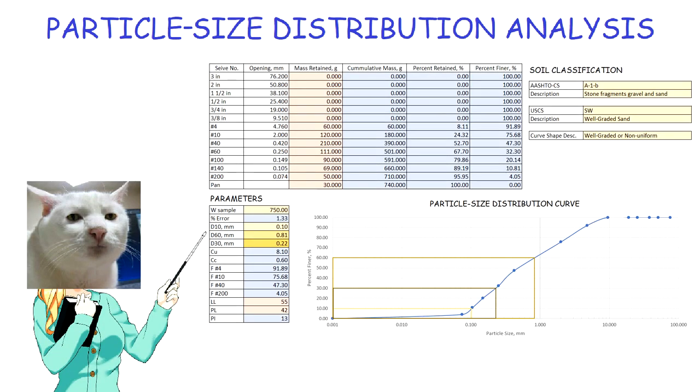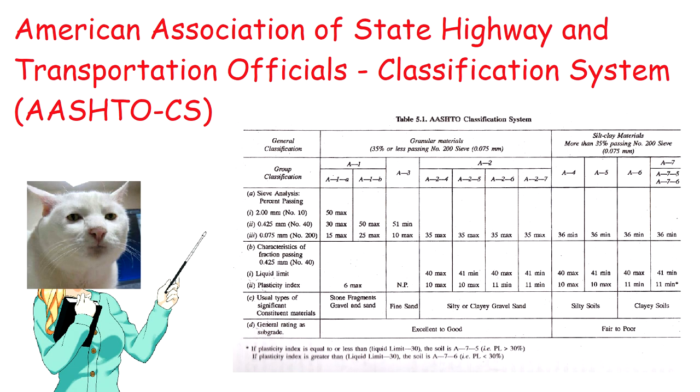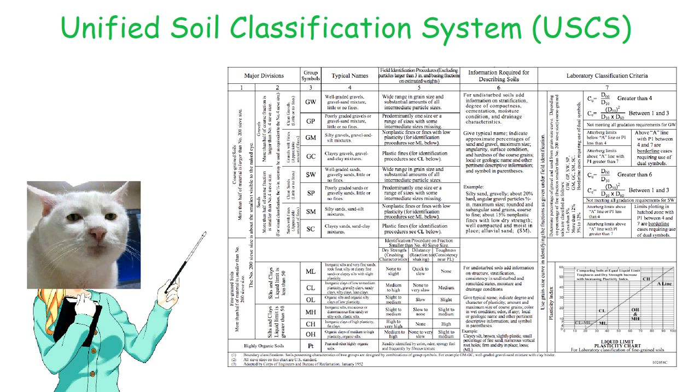The dry sieving method determines the relative proportion of different sizes of particles that is necessary in classifying samples. To classify the sample, we can use the classification systems AASHTO-CS and USCS.